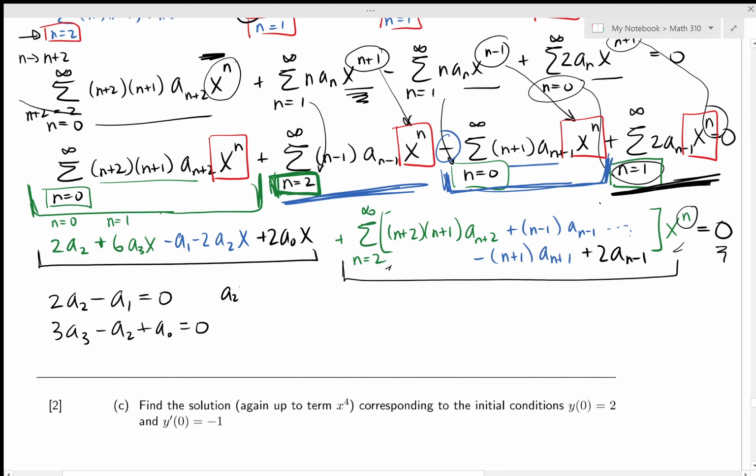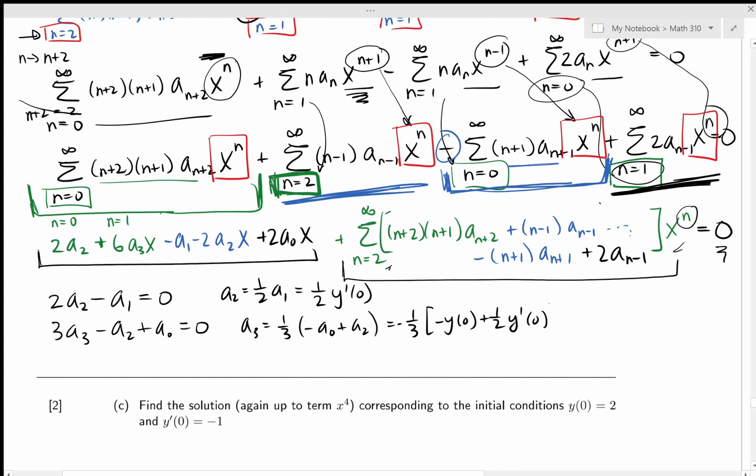Right here, I know that a2 is equal to 1/2 a1. So I know that is equal to 1/2 of y prime at 0. Here I know that a3 is 1/3 times minus a naught plus a2, and that is going to be 1/3 times minus y at 0 plus 1/2 y prime at 0. Okay, the only remaining thing for me to do is find out what a4 is, and I find that by using this expression here.